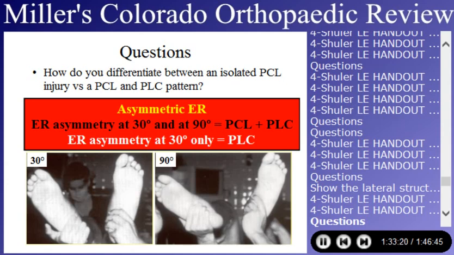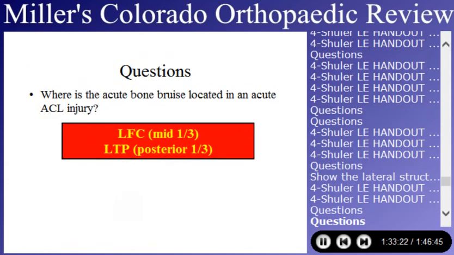Great question. Bone bruise, acute ACL injury. Where's it at? Lateral femoral condyle, mid-third, lateral tibial plateau, posterior one-third. You'll have an MRI that shows just bone bruises, and they'll do it in such a fashion that you do not see a cut through the ACL. They'll have the cut just going back, and all you see is a bone bruise. You have to determine that's an ACL injury off of that by knowing your anatomy, what's going to happen.